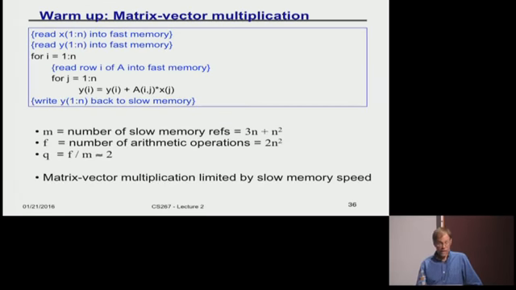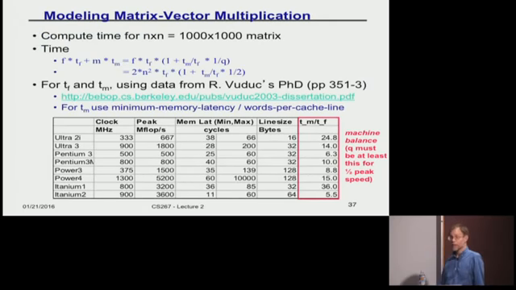So let me now tell you what that value is of machine balance for a lot of platforms, just to convince you that matrix vector multiply is always going to be slow. We don't want to use matrix vector multiply. So here's some data from some real machines. Here I put in that formula again, where I plugged in q equals 2. And here are a bunch of old platforms. This is data from a former PhD student's thesis. Here's the clock speed of these machines. Here's the peak megaflops, so that's going to tell me the time per flop.